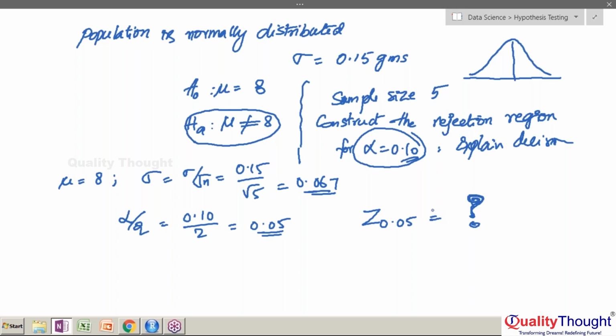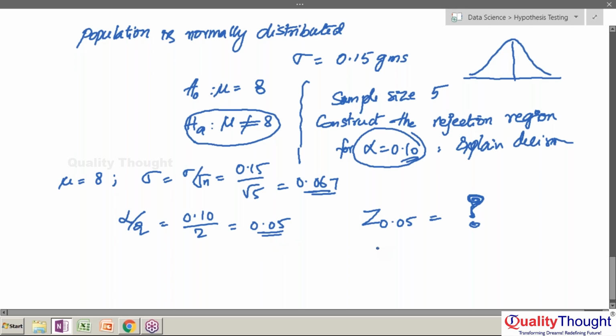What is the Z distribution value for 0.05? Anyone? Okay, it is not 10 actually, it is 1.645, which is Z equal to 1.645. Okay, we have the Z value. Now, what we can say, Z is equal to 1.645. So we have the critical values.